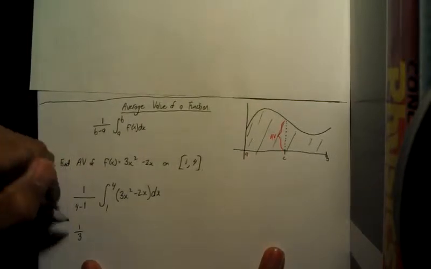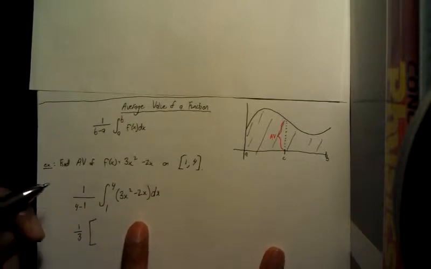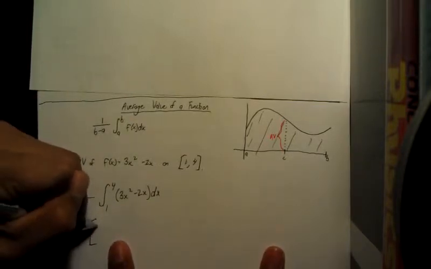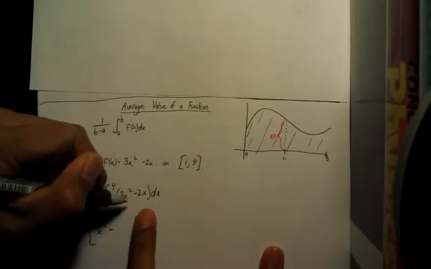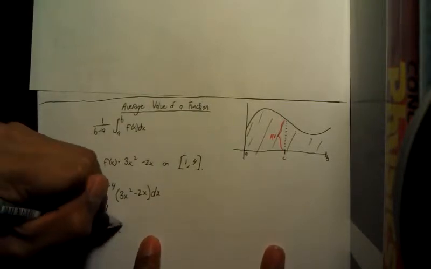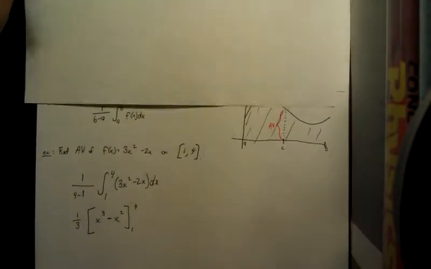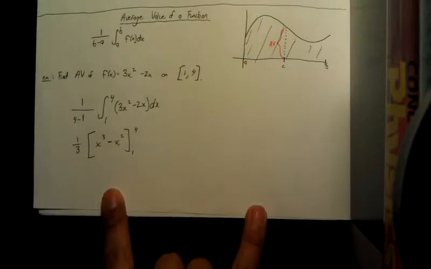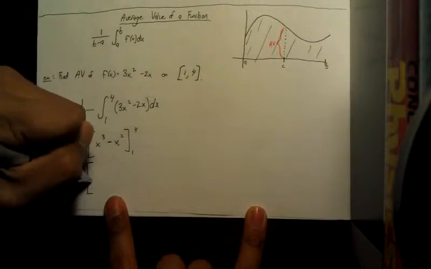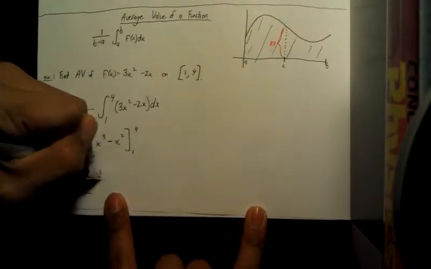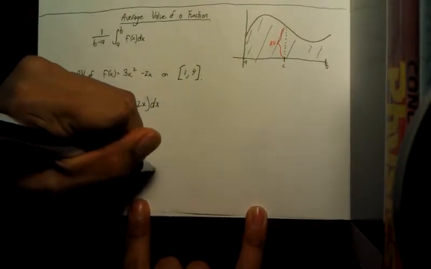So you've got 1/3 times, if we take the antiderivative of this function right here, you get 3x to the third divided by 3, so that's just x to the third, minus 2x squared divided by 2, so that's just minus x squared, 1 to 4. So 1/3 times 4 to the third minus 4 squared minus 1 to the third minus 1 squared.